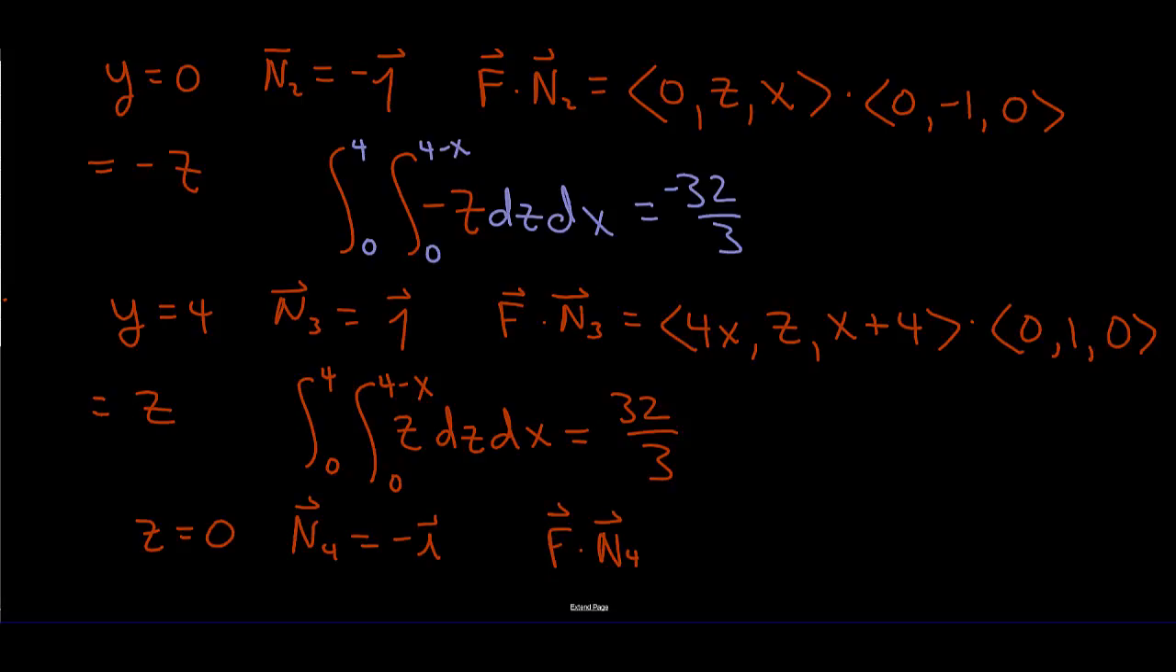Now you can see this is kind of time consuming, but it's what we need to do if we want to find the surface integral. We've got to consider every surface. So here we go. Now z is equal to, actually I said z is equal to 0 here, I think we're saying x is equal to 0. I'm sorry about that. So x is equal to 0.